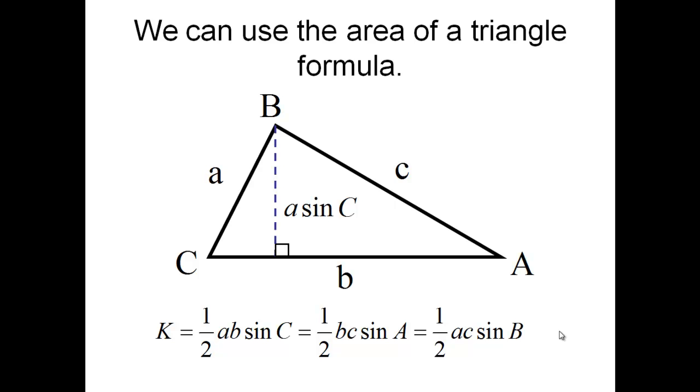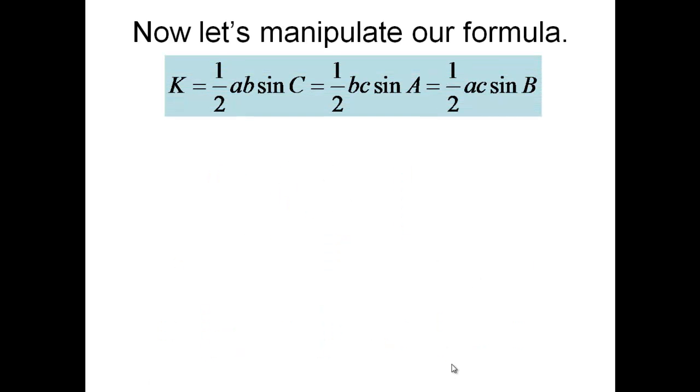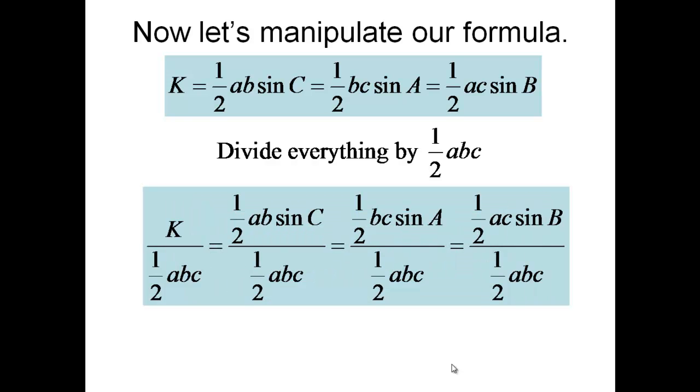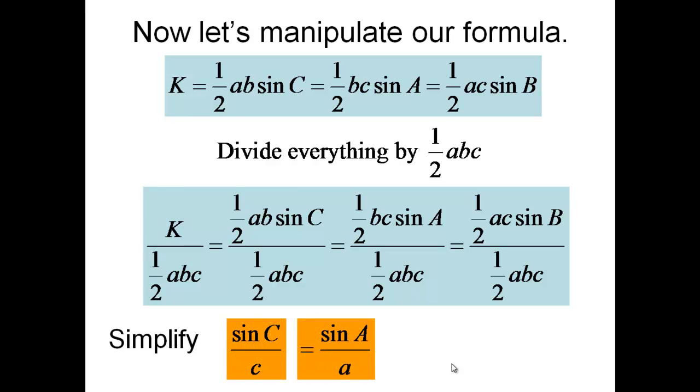Remember that we could find the area of our triangle using multiple ways, just depending on which two sides and angle we have. So we know that all three obviously are going to be equivalent because the area is equivalent. So let's manipulate this formula that we have to work with. If I divide everything by 1/2 ABC, I end up with something that looks like this, which we know we can simplify, and it basically gives us this: sine of C over side C equals sine of angle A over side A, which equals the sine of angle B over side B. And this, in essence, is our law of sines.